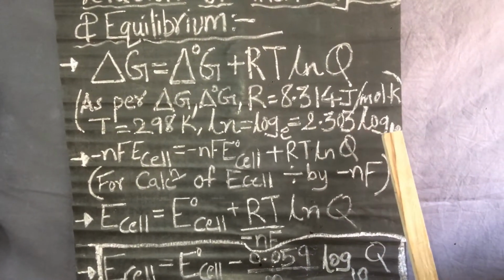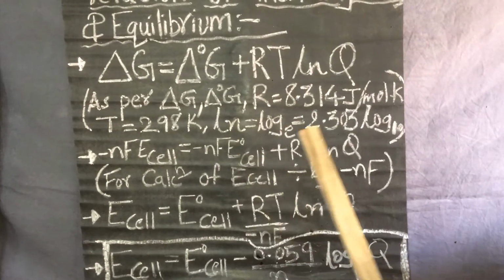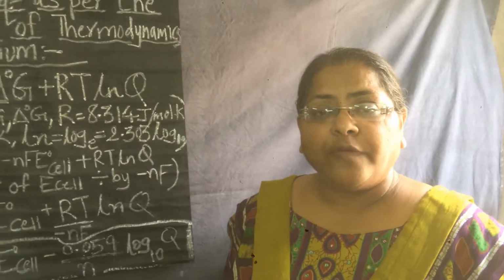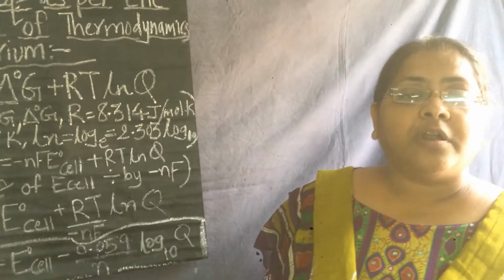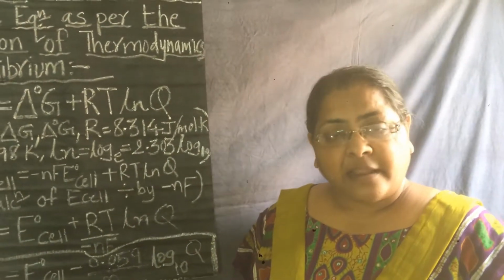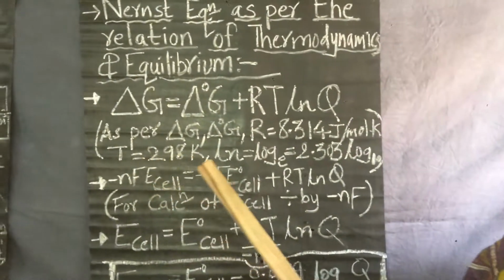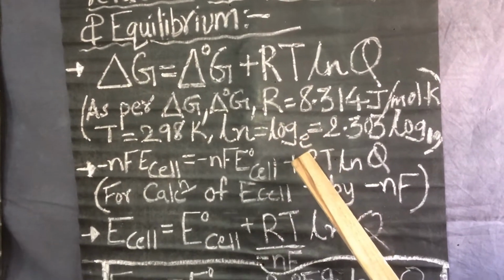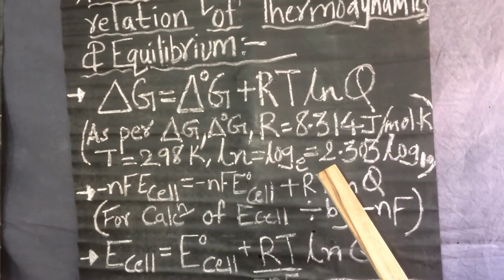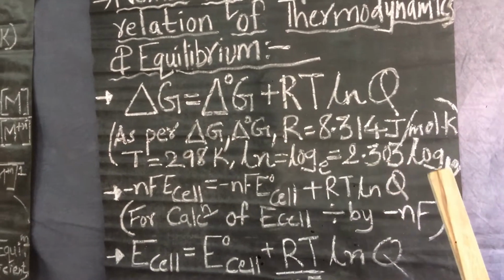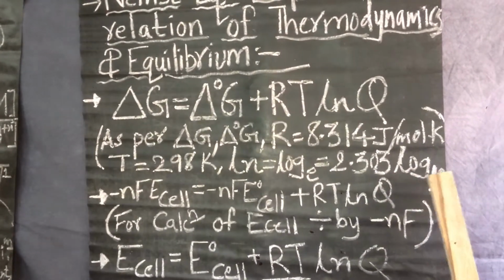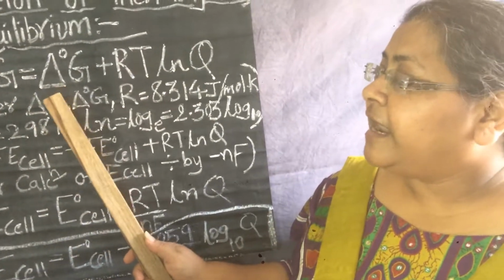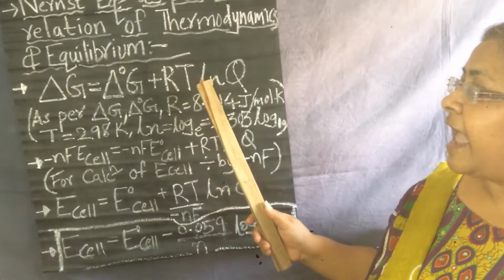Why do we need this? Because we have the tabular form of log to the base 10. So whatever value we have for the log, we will have to convert that value to base 10. So we need to know about natural logarithm to the base e, which is converted by multiplying 2.303 to the log base 10. And now please pay attention. This equation: delta G equals delta standard G plus RT ln Q.